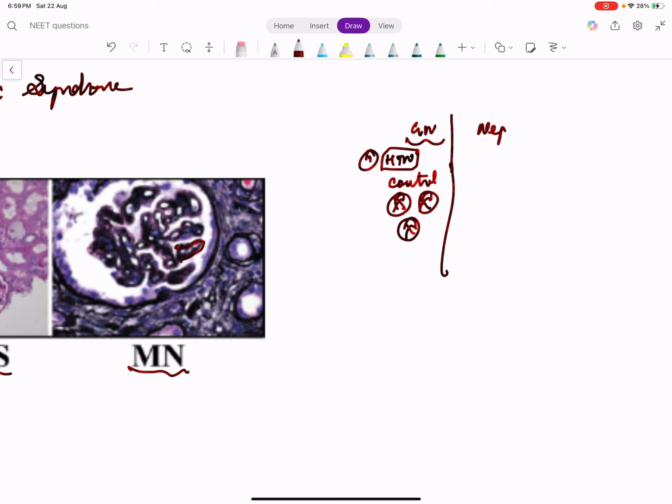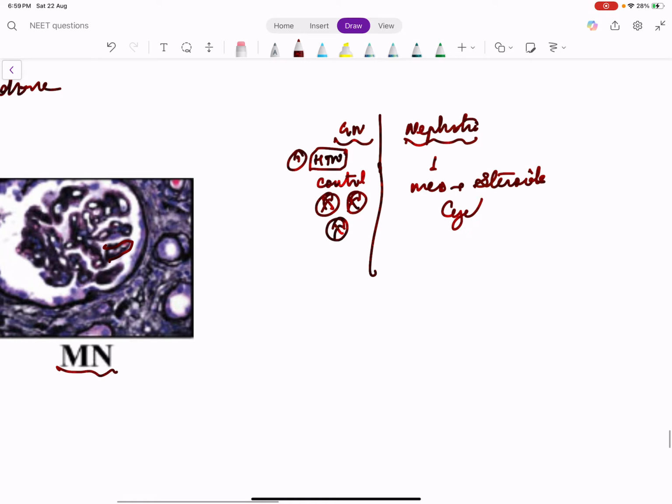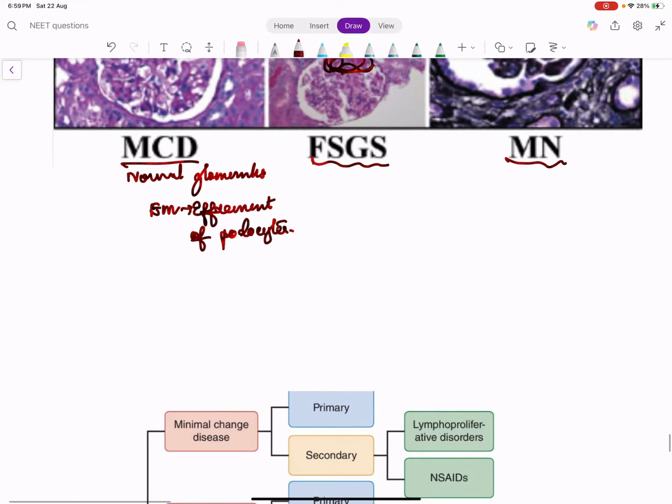How will you treat nephrotic syndrome? Usually minimal change disease is steroid responsive. So we give steroids. If they are steroid dependent, we give immunosuppressants like cyclophosphamide. Okay, that's just the gist about the treatment.